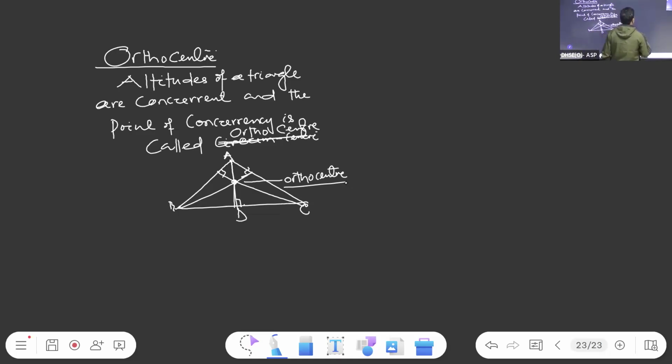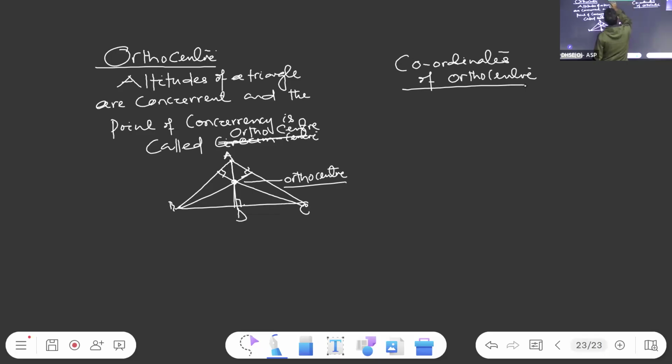Write down coordinates of orthocenter. Write this formula down, but nobody uses it because the calculation takes a lot of time. We will use another method to find the orthocenter.